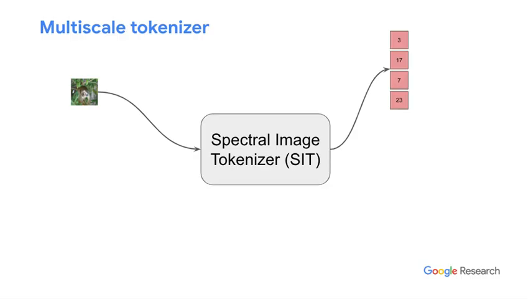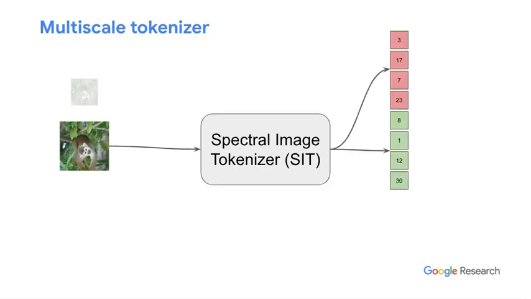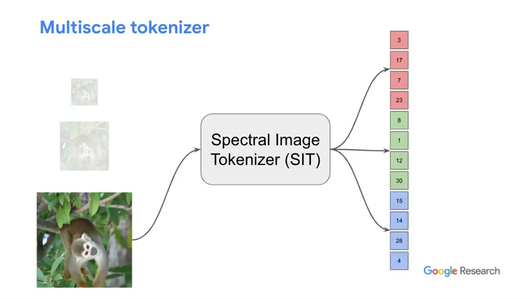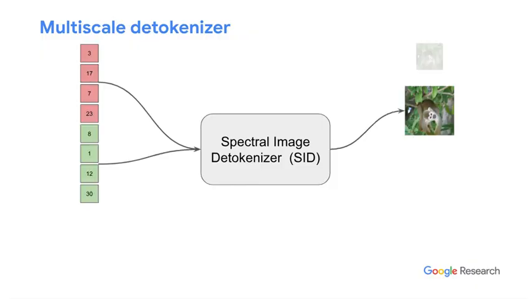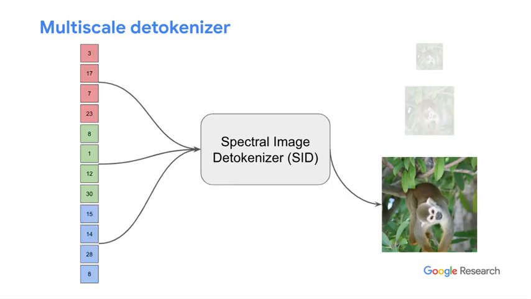We introduce a multi-scale tokenizer that handles images of varying resolutions, with the property that the prefix tokens are the same across resolutions. So increasing the input resolution corresponds to appending tokens to the sequence. Our multiscale detokenizer has a similar property. Taking a prefix sequence reconstructs a lower resolution image, and longer prefixes reconstruct higher resolutions. These model properties are by design, not learned.